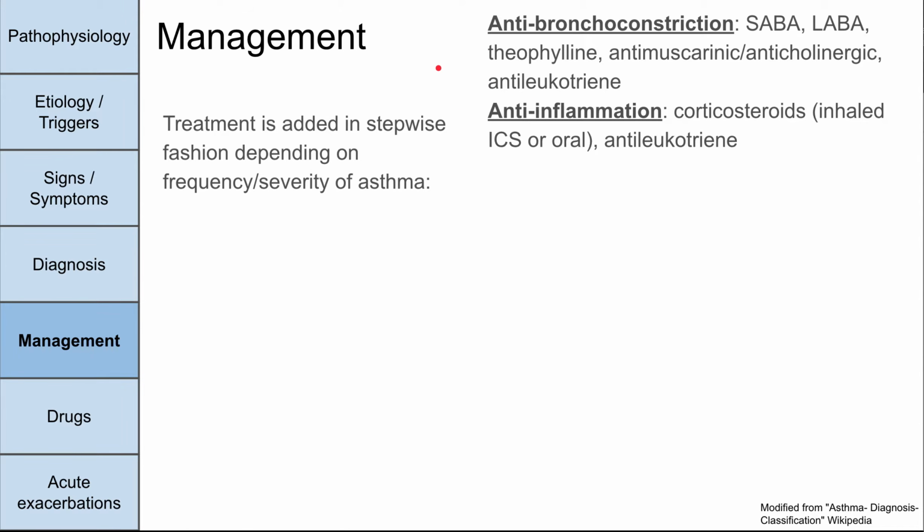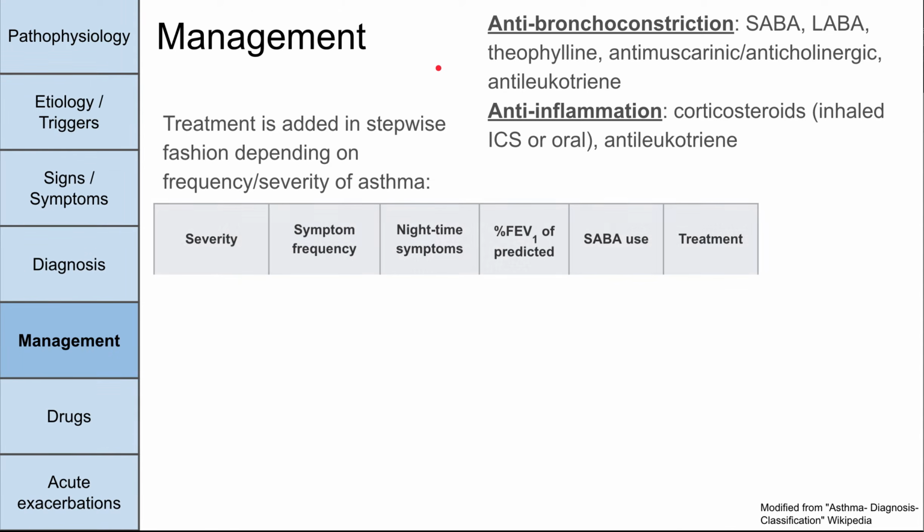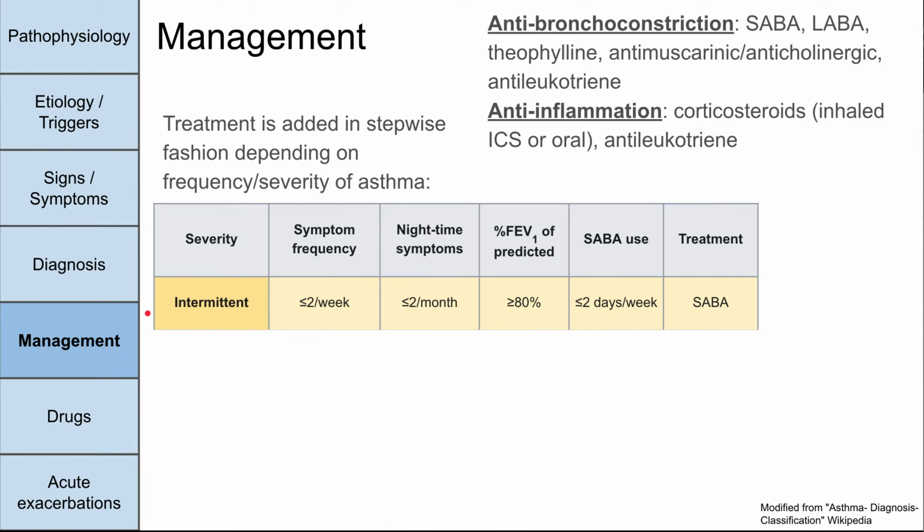And the treatment for somebody with asthma is added in a stepwise fashion depending on the frequency and severity of their asthma. So we'll be talking about the different levels of how bad asthma can get and what you'll do to treat it. So the most mild form of asthma is called intermittent asthma. This is when somebody has daytime symptoms less than twice a week, and they have nighttime symptoms. They might wake up with a fit of asthma less than twice a month. Their FEV1 is greater than 80% of the predicted value, and that predicted value can be based on their height, weight, age.